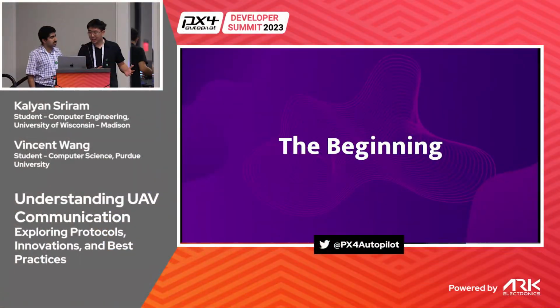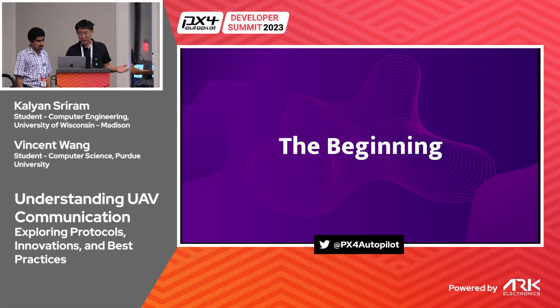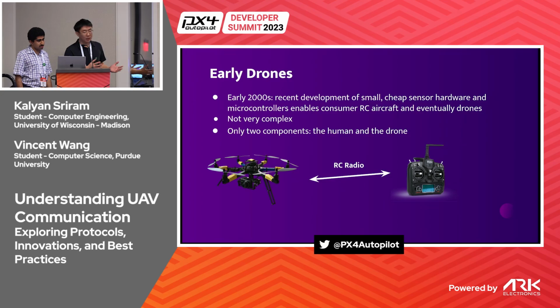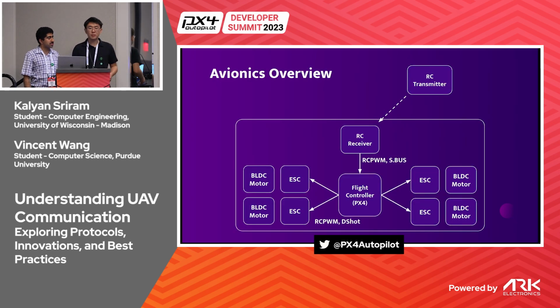So let's pull back in time and travel back to the past, to the early 2000s. The recent development of smaller, inexpensive sensor hardware at this time was just beginning to make consumer-grade drones possible. But open source autonomous drones largely didn't exist in the way that they do today. There were only two real components to a drone system, which were the human pilot and the drone. Breaking it down a little bit more, let's take a look at the electronic components involved.